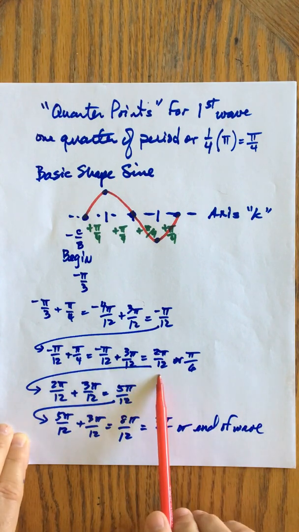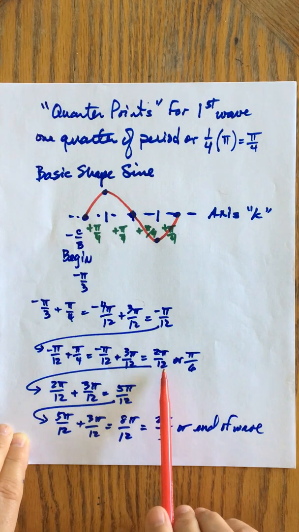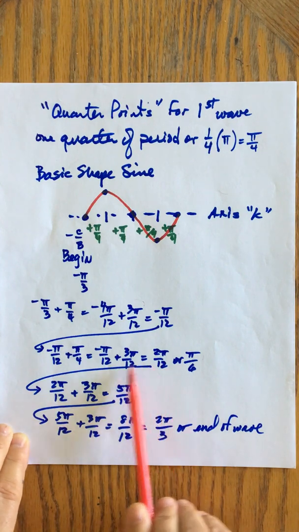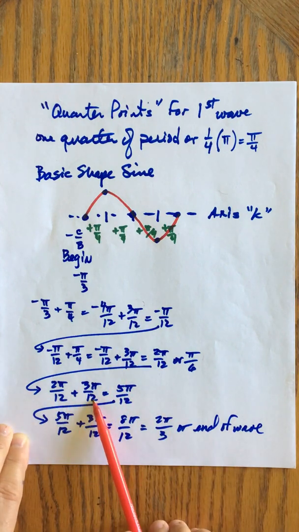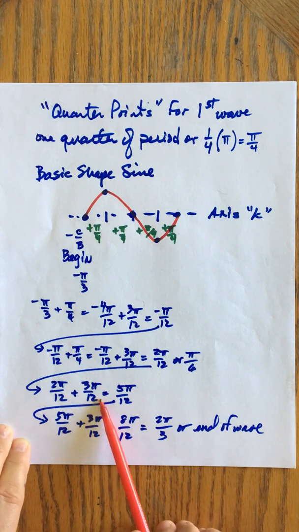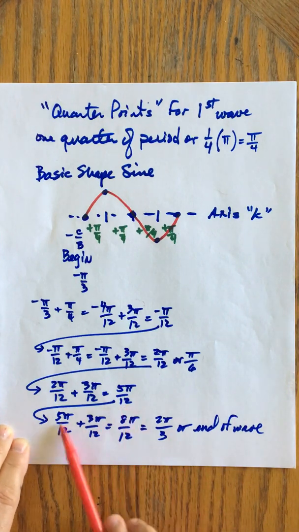So I get to 2 pi over 12. I show you the simplification, but honestly, I want to work with 2 pi over 12, because when I come down here and I add another pi over 4, which is really 3 pi over 12, I want to keep it in twelfths, just to make the arithmetic easier. I can always simplify at the end. So that's what I do.